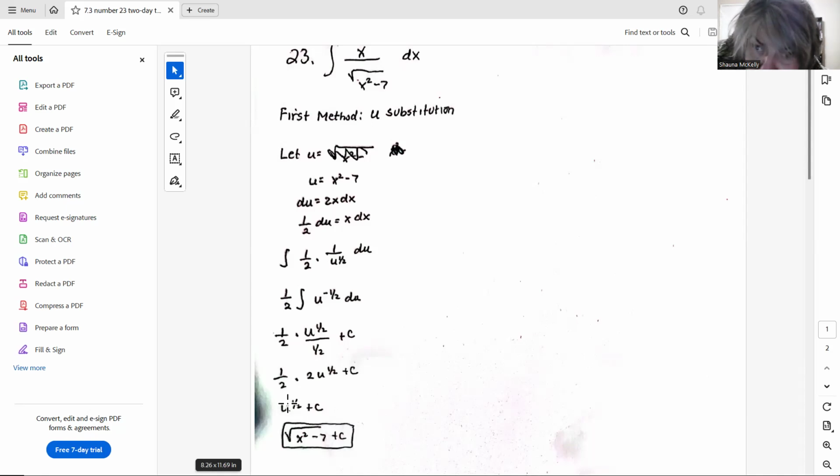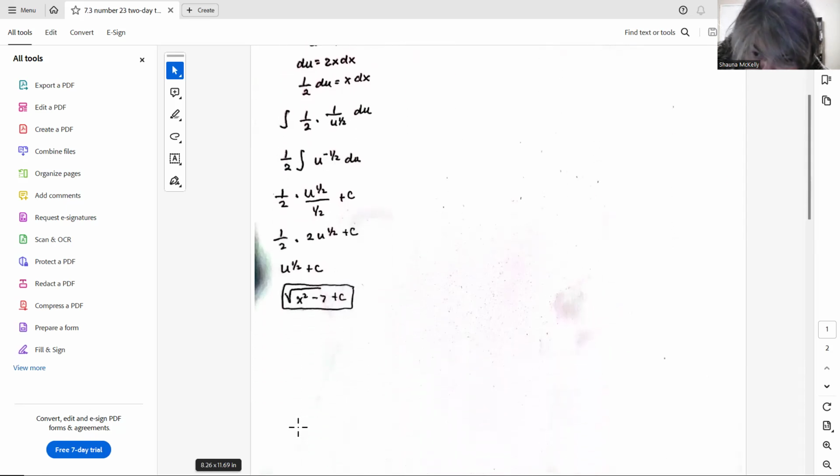And we know u is x squared minus 7. So I have x squared minus 7 to the 1/2 power, which is just the square root of x squared minus 7 plus a constant. So this resolves fairly easily something that looks a lot worse than it is.